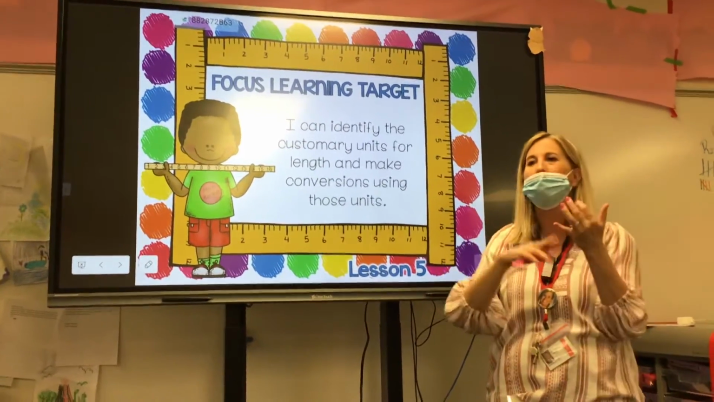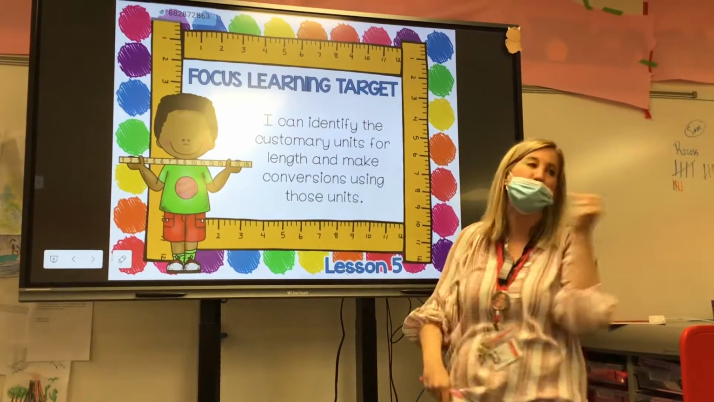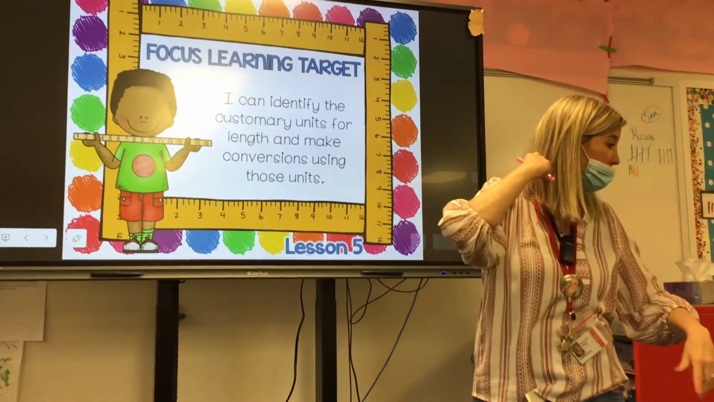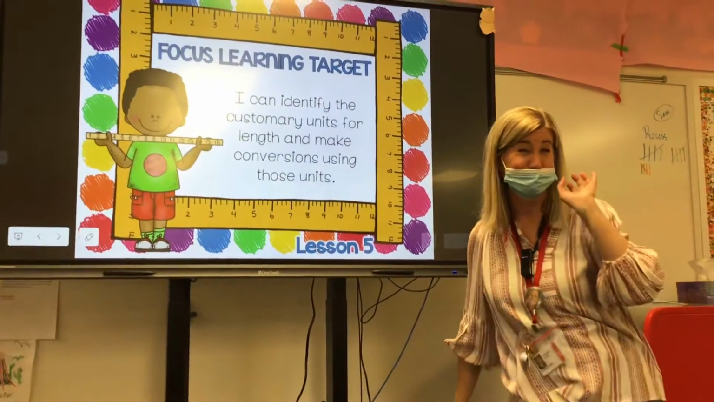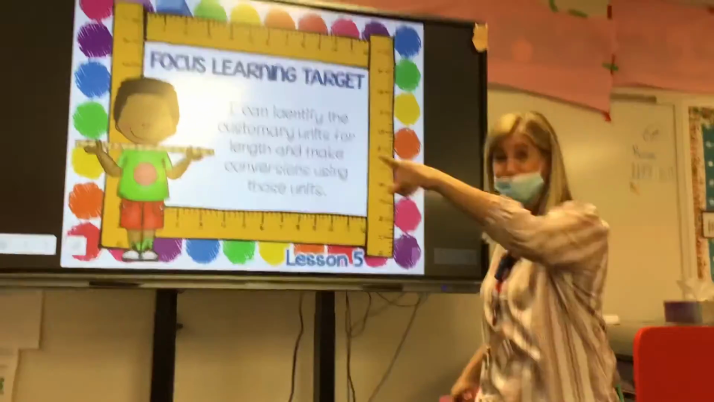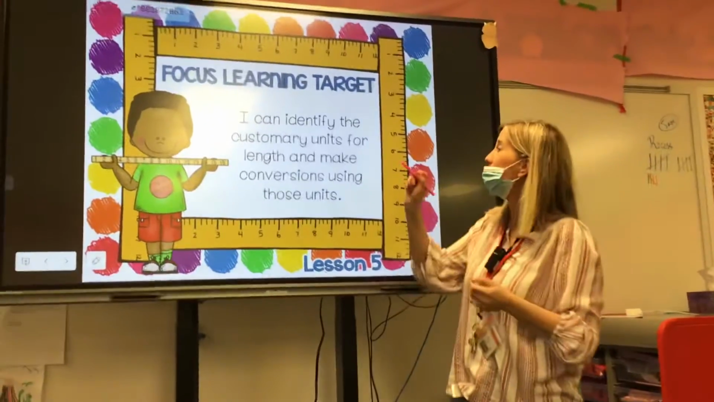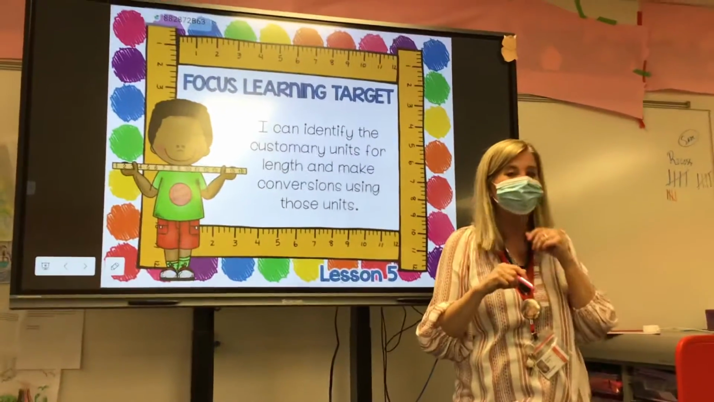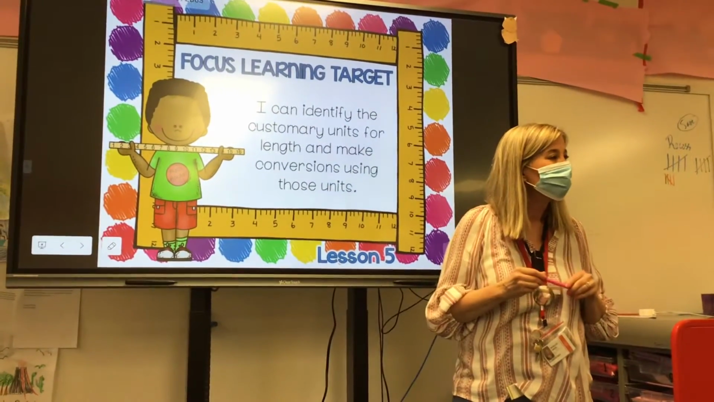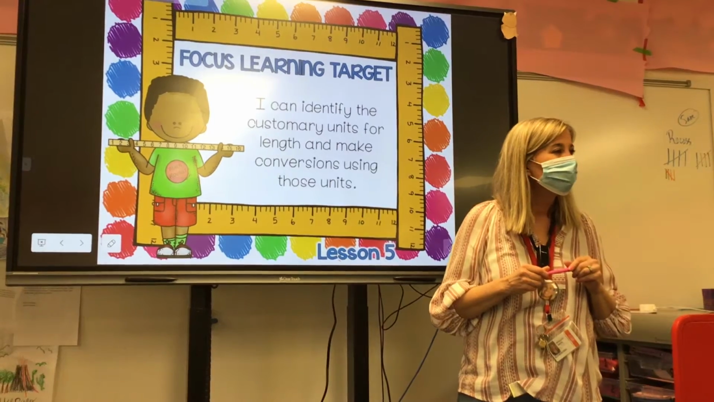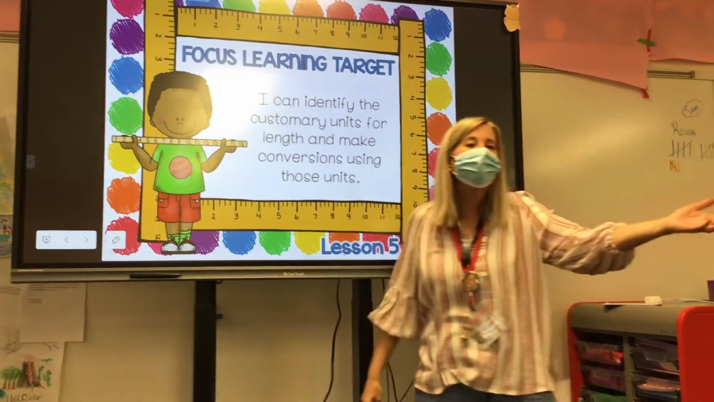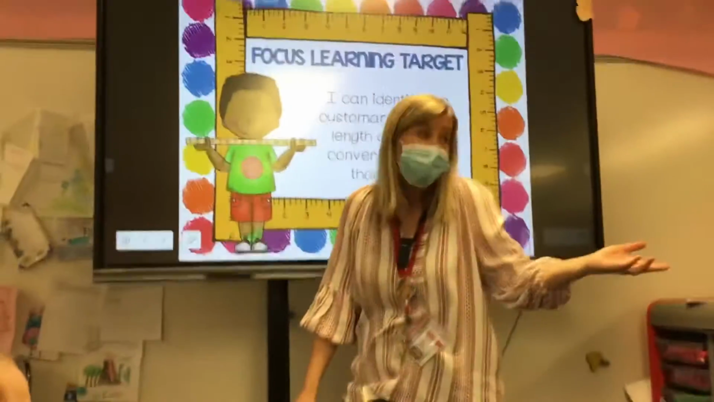The things we could measure were mass, weight, temperature, length, volume. Thank you. What is a customary unit? What does that mean? Jacob? It's kind of like a simpler way of the metric system. Well, you think it's simpler because it's what you're used to.